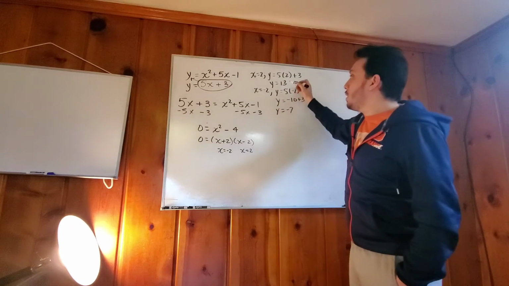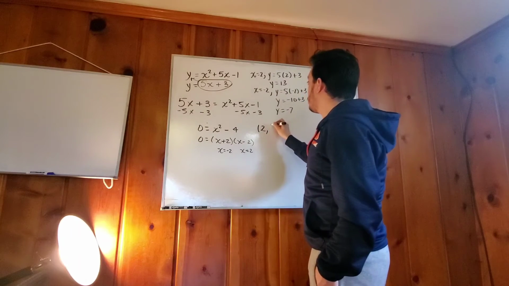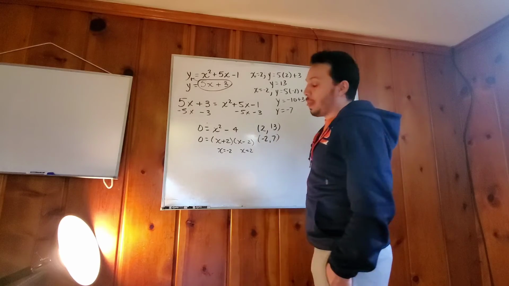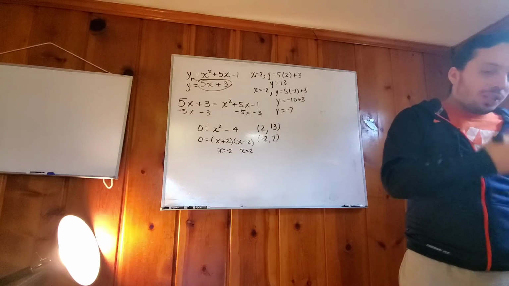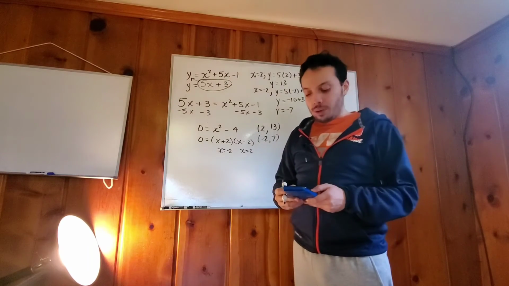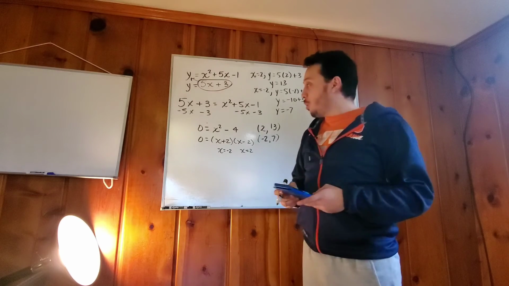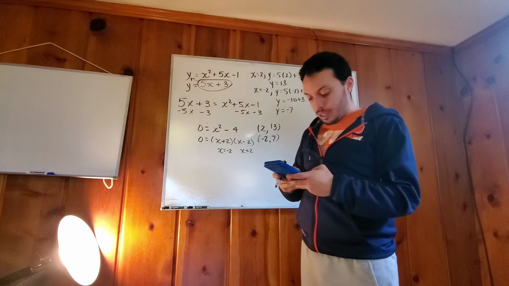So I have 2 points. I have (2, 13) and (negative 2, negative 7). How do you check? You can check by graphing. It's the easiest way to do it, and the way I would do it is by graphing. So what I'm going to do is go to my calculator. I'm going to graph x squared plus 5x minus 1.